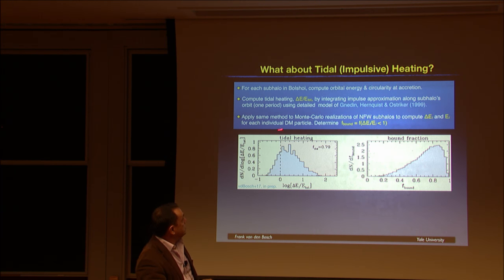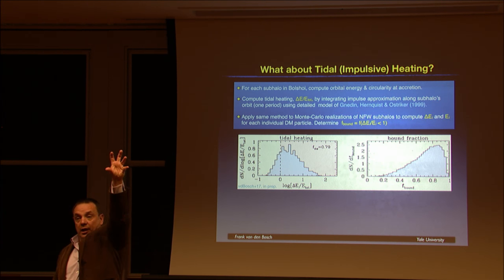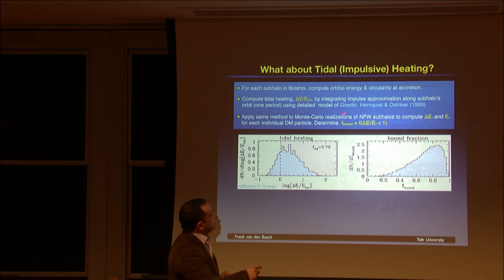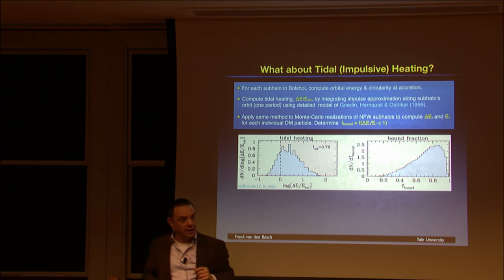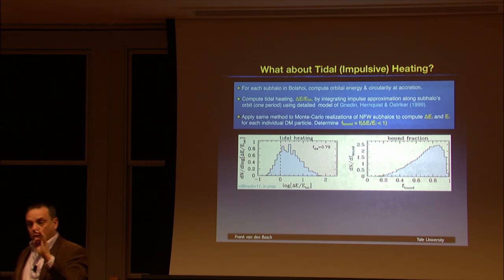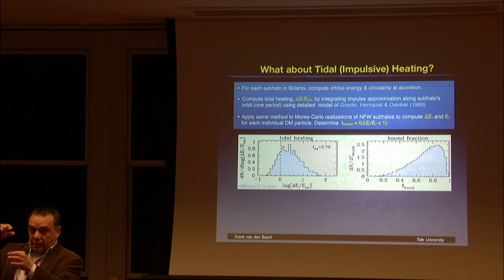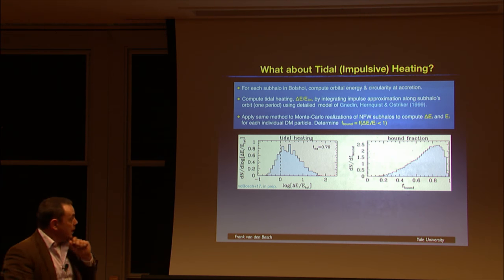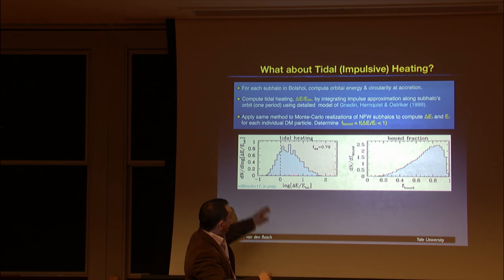You can do that by making a Monte Carlo realization of that halo and integrating along the orbit, calculating it for each particle. And then I compute the bound fraction as the fraction of particles for which its delta E is less than its own binding energy. Those that get a delta E larger than the binding energy will get a kinetic push that is large enough so they can escape. Okay?